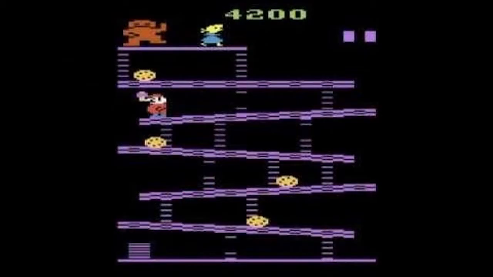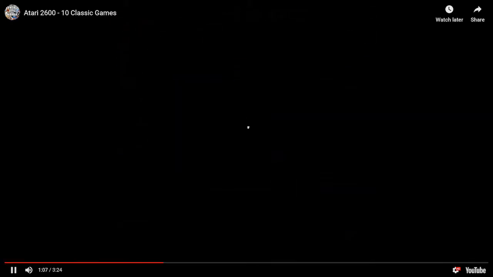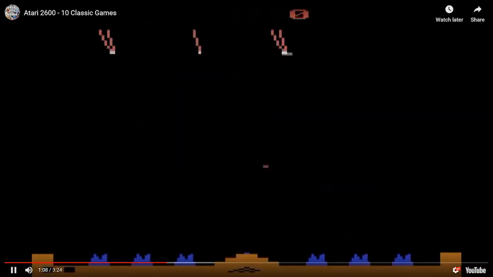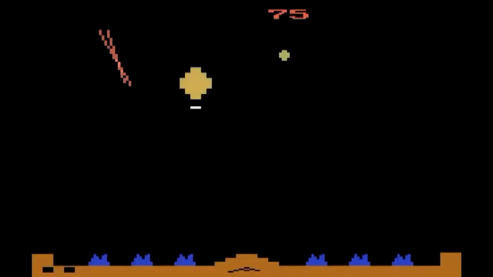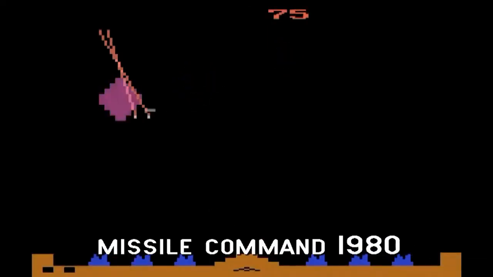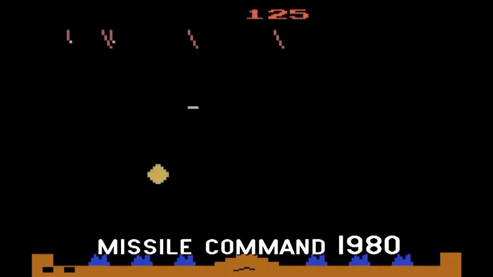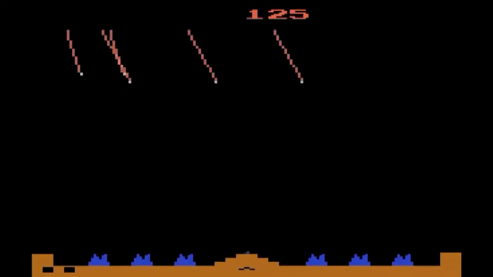And just to give you a flavor of what the Atari 2600 games look like, this is Missile Command. That music is not the music of the Atari 2600. Somebody layered that on.